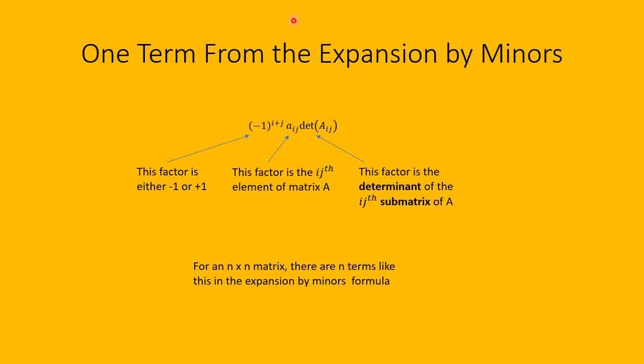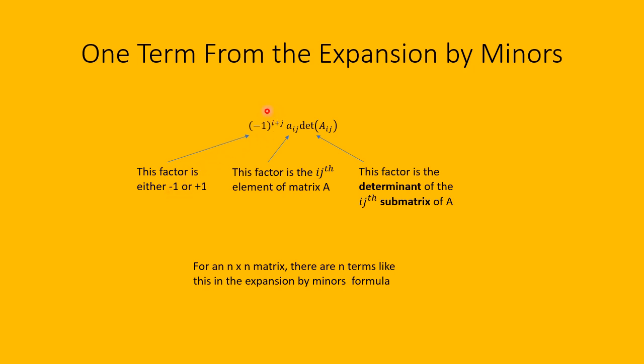Just to reiterate some of the points we just talked about, let's look at one term from the expansion by minors. In general, it's going to look something like this: minus 1 to the i plus j, times little a sub ij, times the determinant of the submatrix A sub ij. Okay, so let's look at this.